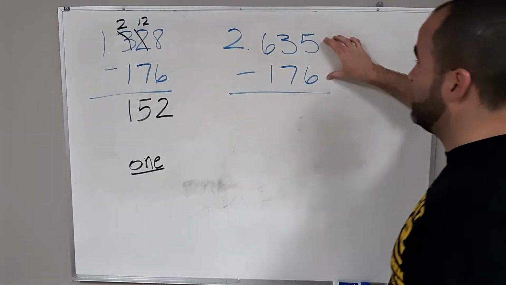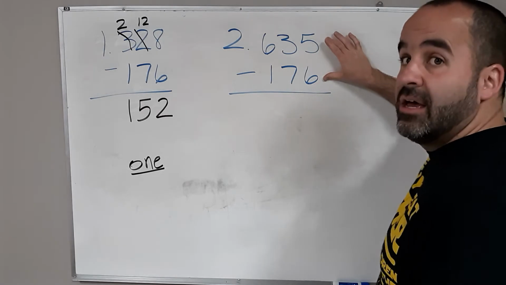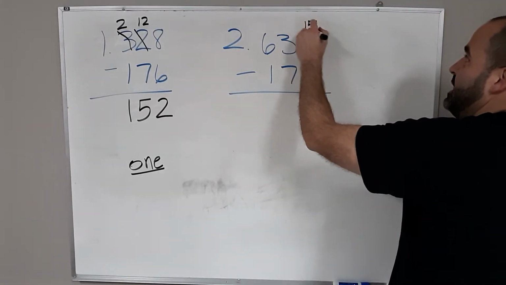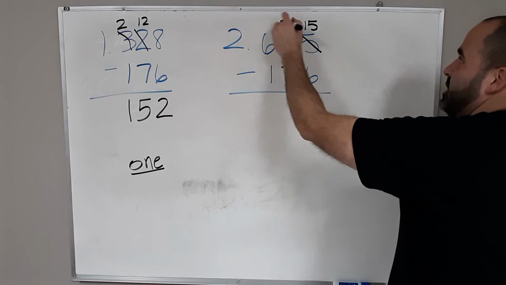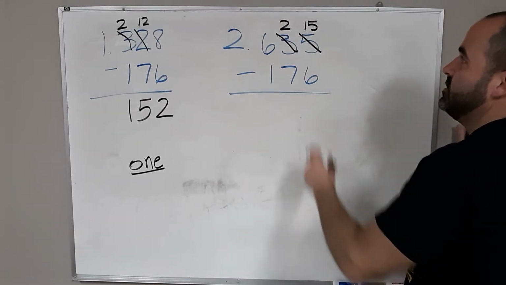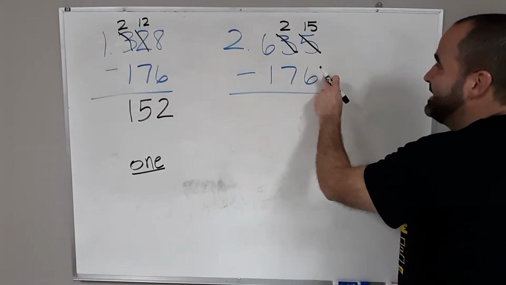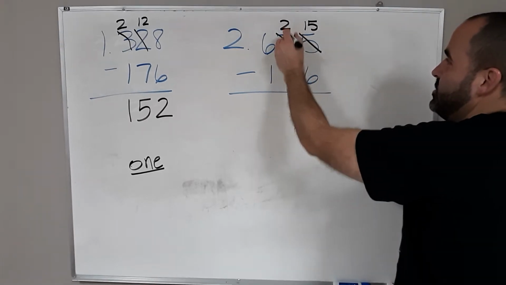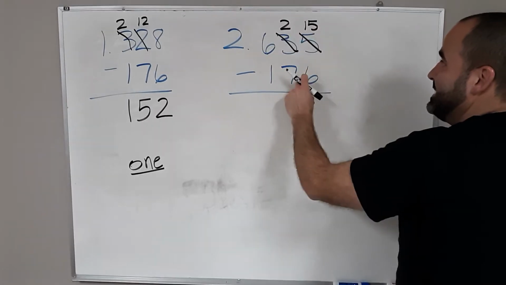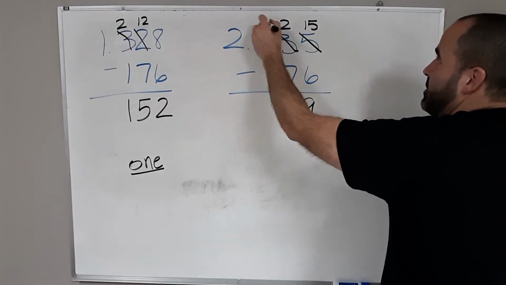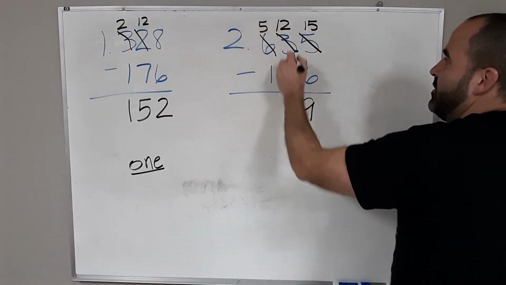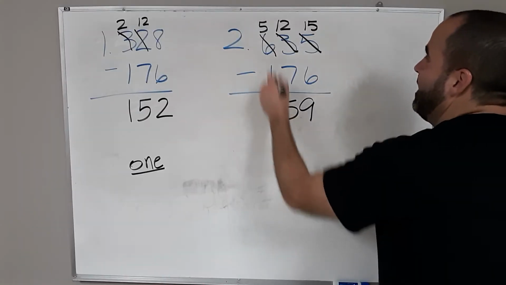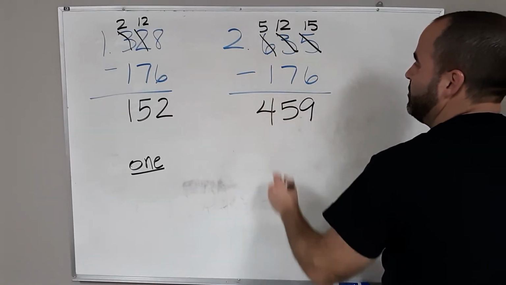Number 2, starting over here, 5 minus 6. 5 is a smaller number, so 5 then becomes 15. I have to cross off the 3 because I borrowed from the 10. That becomes 2. Now, 15 minus 6 equals 9. Good. 2 minus 7. 2 is less than 7, so borrowing from the hundreds place to make this 12. 12 minus 7 equals 5. And 5 minus 1 equals 4.